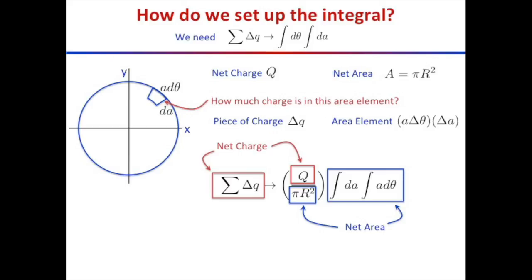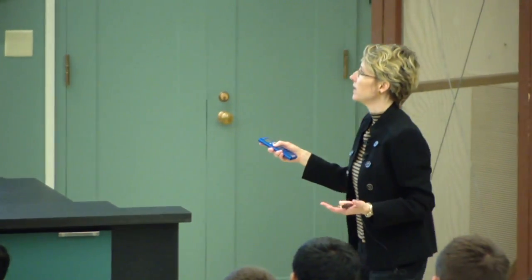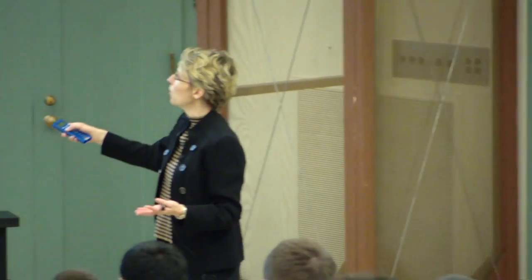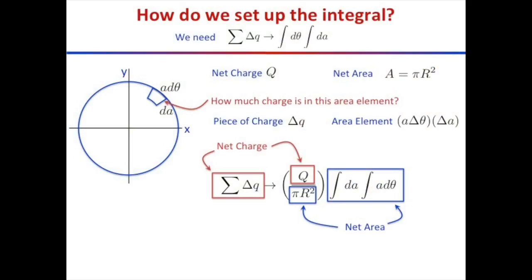Now for this spot here, I'm going to let the coordinate A, the radius, now change. And so this little length here is going to be dA. And I'm going to approximate the area of that little piece as just length times width, which is going to be dA times A d theta. And in the limit that those little boxes get small, calculus works, and I'll get the right areas. So the area element is dA times A d theta. That's right here. Do you have any questions about setting that part up? That's probably the trickiest bit, is writing down that area element.